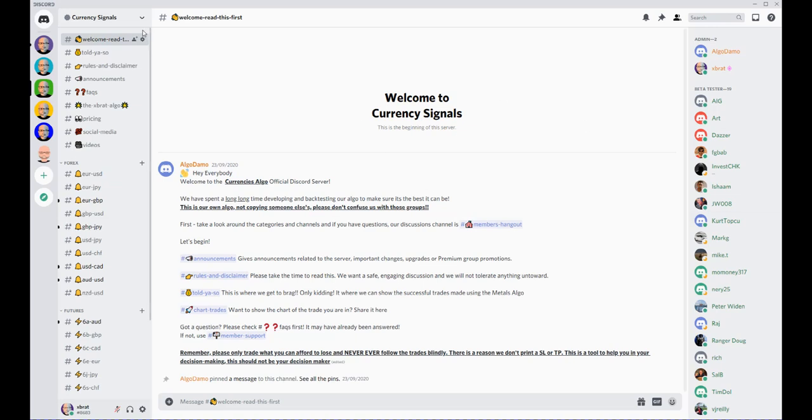On the left here, there's the menu bar. There's lots of things on the menu there. Some of the main things is the welcome read, which tells everybody how everything works within the Discord group.